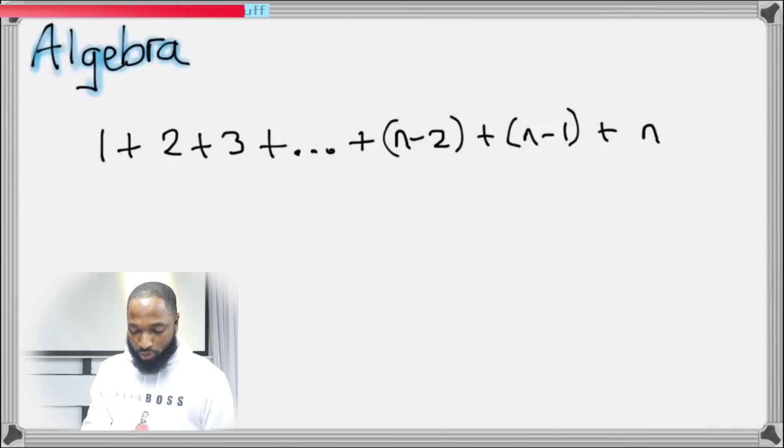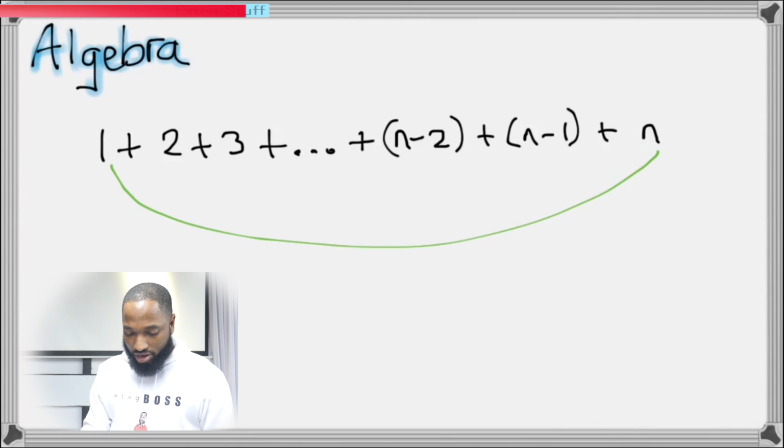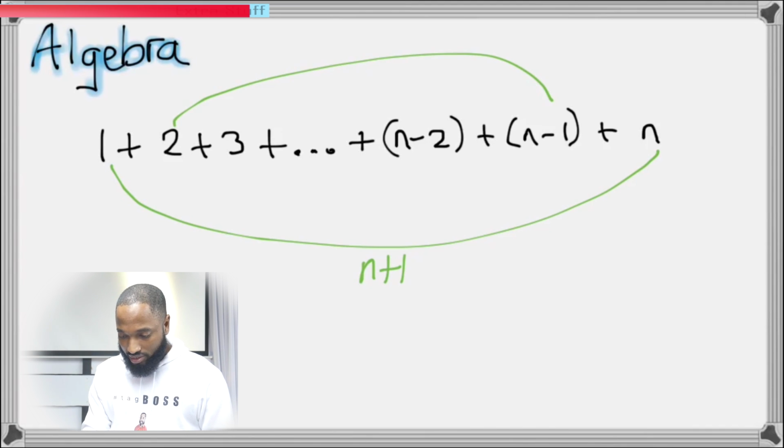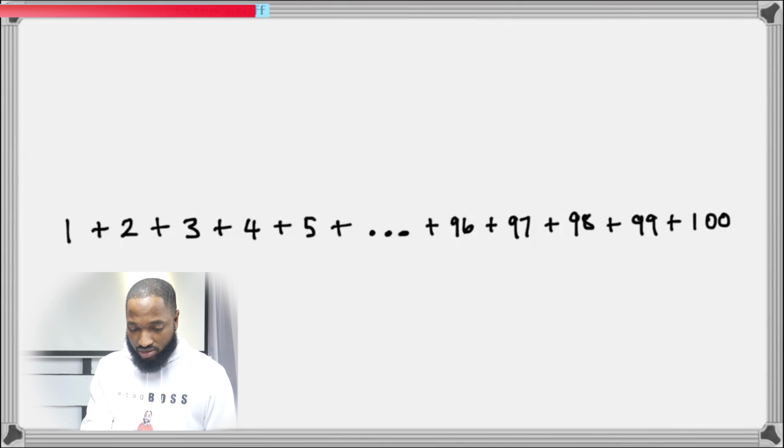Now we need to examine what the pairs will be. 1 and n is n plus 1. 2 and n minus 1, plus 2, is n plus 1 again. n plus 1 again. You all understand what's going to happen here?